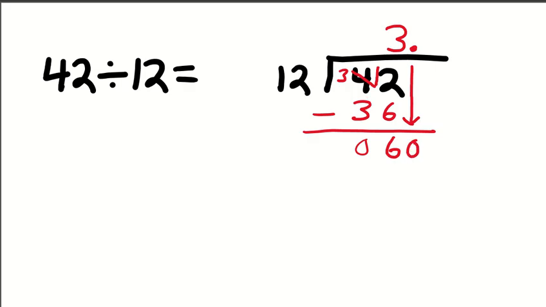And I can ask myself, how many times will 12 go into 60? Well, we know that 12 will go into 60. I don't know, count with me. 12, 24, 36, 48, 60. We know that 12 will go into 60 5 times. 5 times 12 is 60, and 60 decreased by itself is 0. And so our answer is 3.5, affectionately known as 3 5/10.